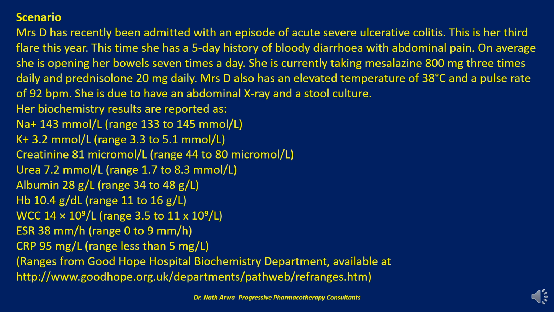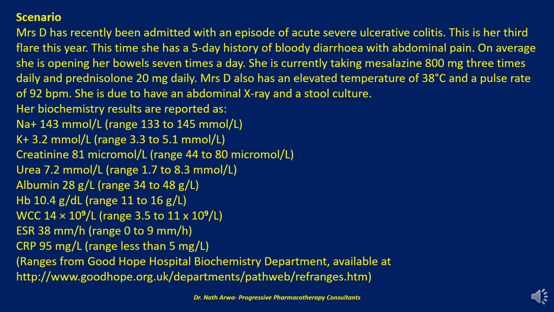Mrs. D also has an elevated temperature of 38 degrees Celsius and a pulse rate of 92 beats per minute. She is due to have an abdominal X-ray and a stool culture. Her biochemistry results are reported as sodium levels of 143 millimoles per liter. The normal range is 133 to 145 millimoles per liter. Potassium levels of 3.2 millimoles per liter. The normal range is 3.3 to 5.1 millimoles per liter.